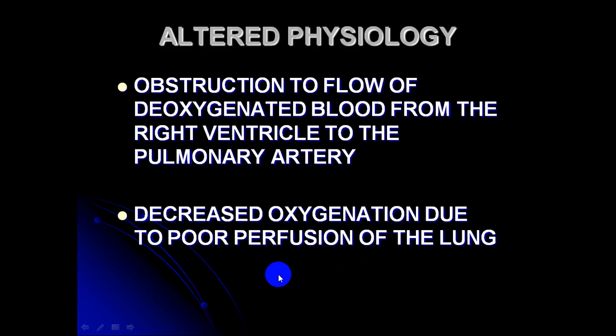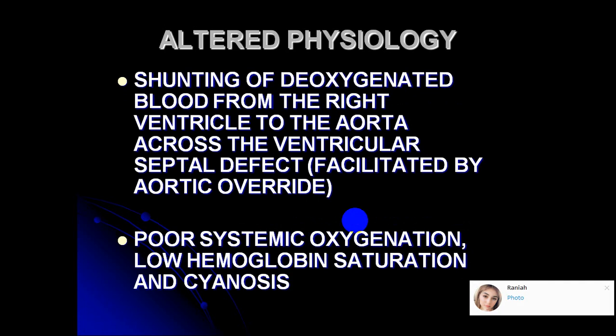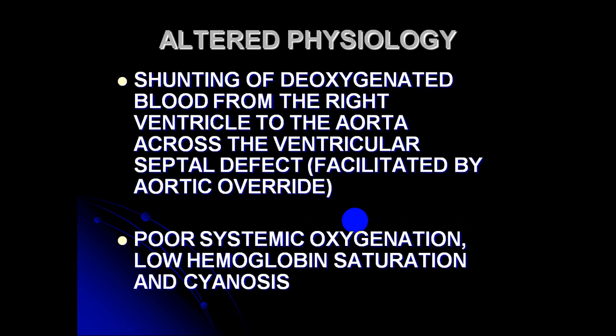So what is altered in the physiology in the case of tetralogy of Fallot? Obstruction to the flow of deoxygenated blood from the right ventricle to the pulmonary artery. This is the main physiology. Decreased oxygen saturation due to poor perfusion of the lung, and shunting of deoxygenated blood from the right ventricle to the aorta across the ventricular septal defect, facilitated by aortic override. Poor systemic oxygenation and low hemoglobin saturation lead to cyanosis.